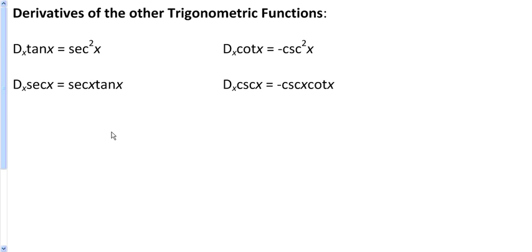Here are the derivatives of your trig functions. We looked at the derivatives of sine and cosine the other day. So here are the derivatives of tangent, which is secant squared; cotangent, which is negative cosecant squared; secant, which is secant times tangent; and cosecant, which is negative cosecant cotangent. You're going to just have to have your derivatives of your trig functions memorized. If you happen to memorize them before you do your homework, it will be going a lot faster.